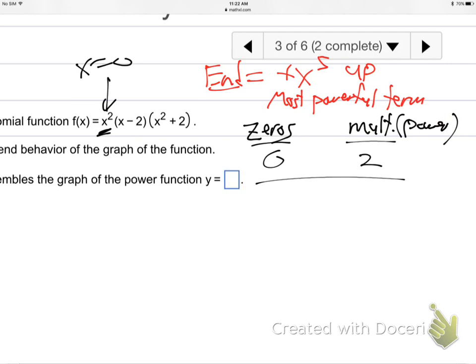Good so far? And now, what about this piece? That one's just 2. And the power is 1, so 0 multiplies 1. Good so far. That's the easy part.